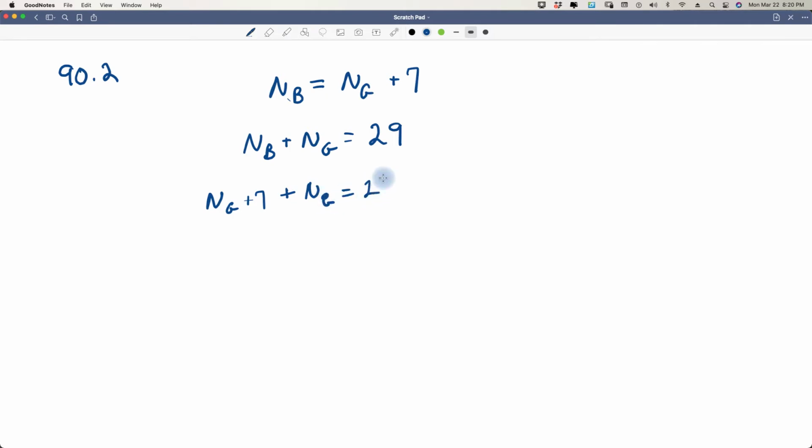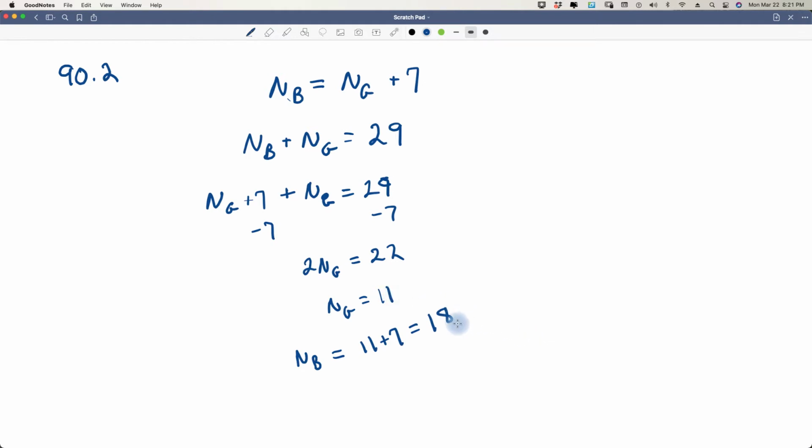was 29. We can subtract 7 from both sides, and we can combine these two. So 2 times the number of girls equals 22. We divide both sides by 2. The number of girls was 11. And if we sub that into our problem here, then we know that the number of boys equaled 11 plus 7, which equaled 18.